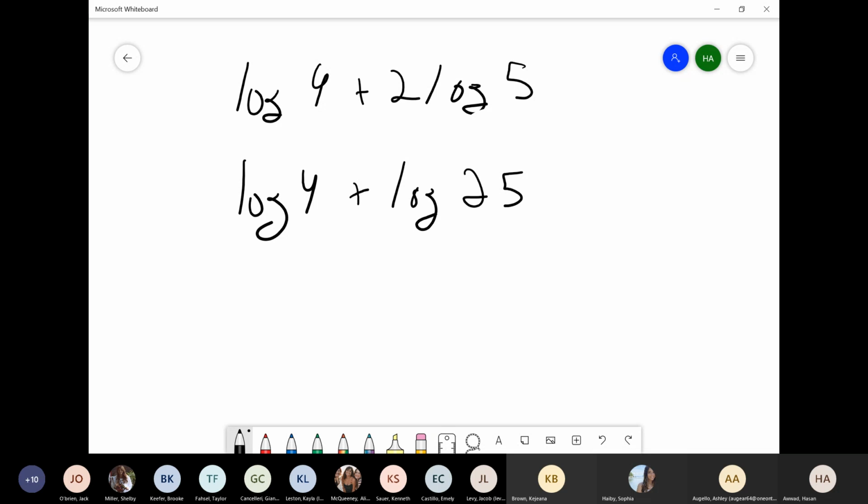Okay, so now we have log of 4 plus log of 25, and the bases are the same. What, again, we know about an addition of two logarithms is our product rule. Our product rule says that we can add these two, and when we add them, it's the same thing as combining it into one logarithm. And what's going on? Well, again, it's known as the product rule. So we are taking our values and multiplying them inside the one value.